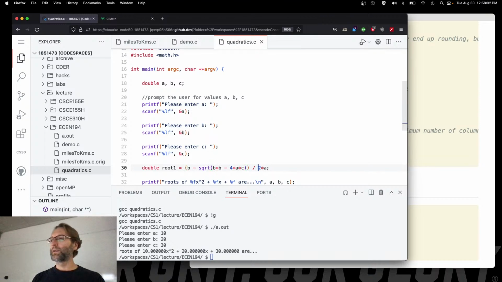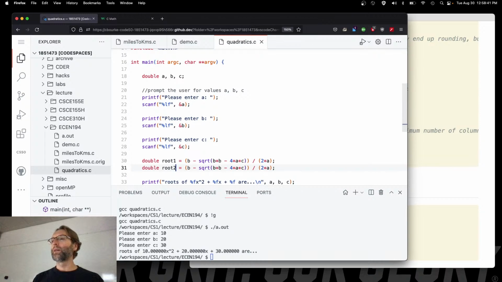Parentheses, parentheses, parentheses, parentheses. Now that's one root. That's the minus root. If you want the other root, what should it be? Plus. Now I've committed the sins that I told you not to commit. I've created variables called A, B, and C. Terrible variable names. I've created root 1, root 2.